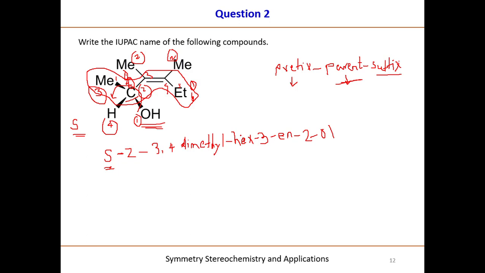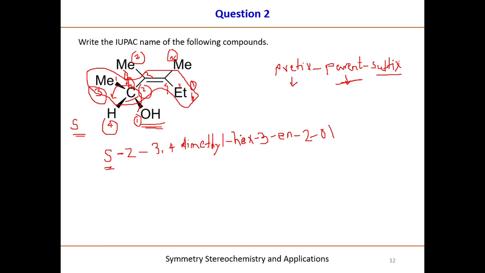Then we have done the IUPAC nomenclature. Here we have divided the molecule into three parts: prefix, parent, and suffix. Suffix was the highest priority functional group, parent chain was the longest linear carbon chain, and prefix was the substituent present on the carbon chain or parent chain.